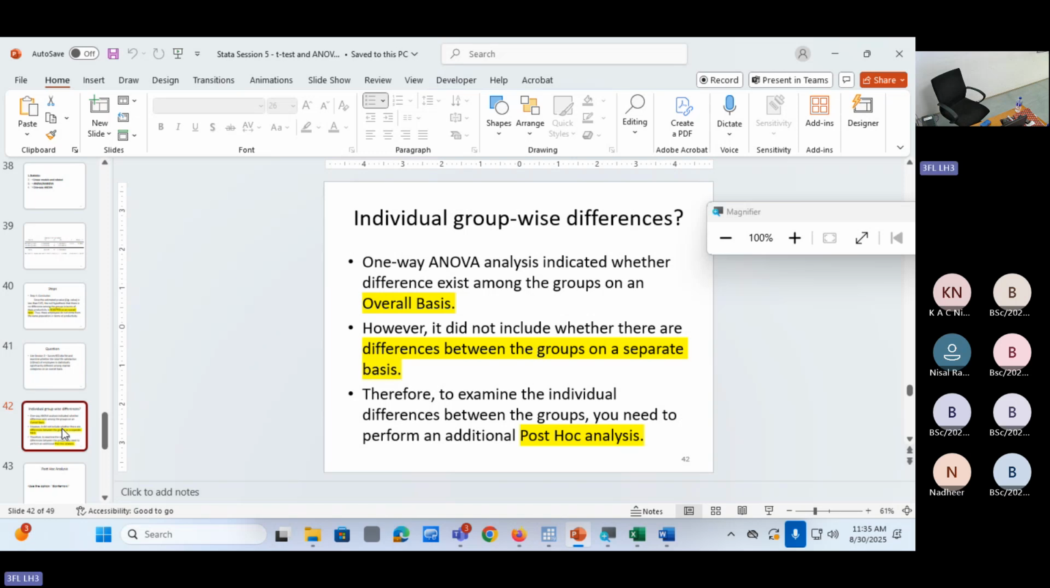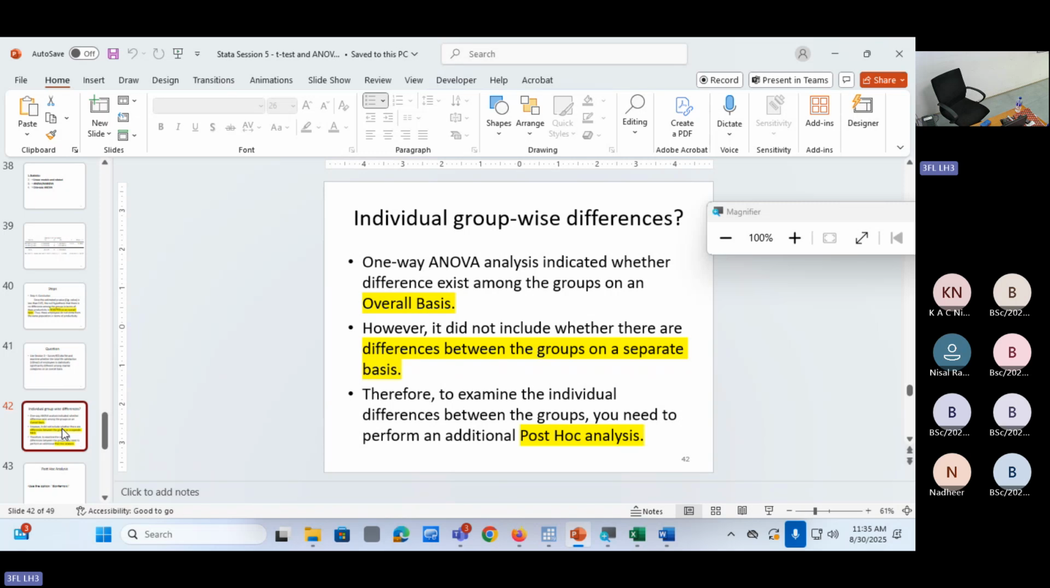Likewise, we have several comparisons. So there are 3 groups, and you might need to do several comparisons. To check whether each group is different from the other, you need to perform an analysis called post-hoc analysis. So that's what is called post-hoc. I have given a note for that.